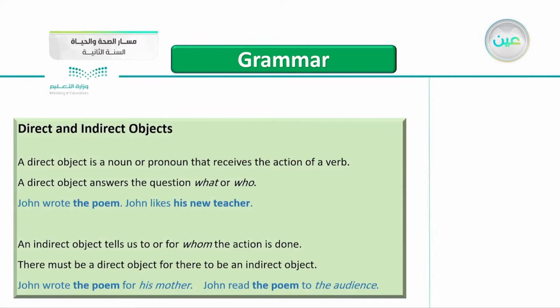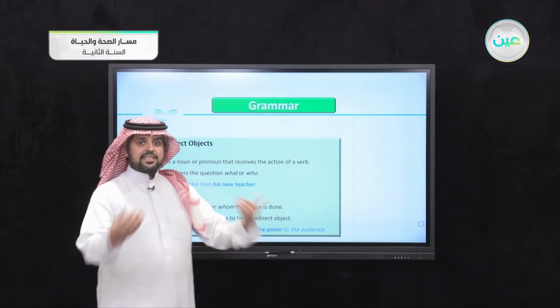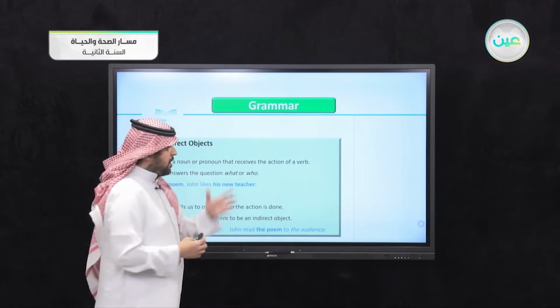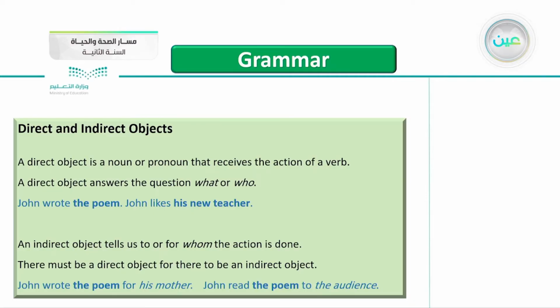A direct object is a noun or a pronoun that receives the action of a verb. Let's call it the receiver, for example. A direct object answers the question what or who. For example, here we say John wrote the poem. John likes his new teacher. So this is the answer to what or who. John wrote the poem. John likes his new teacher.